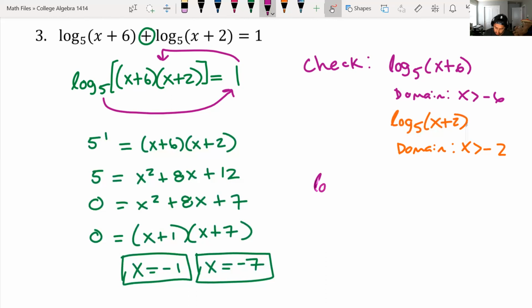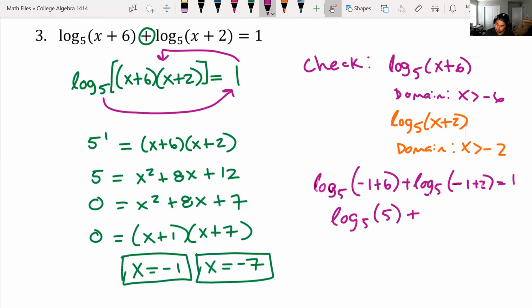So if we check, we'll plug negative 1 in first. Log base 5 of negative 1 plus 6 plus log base 5 of negative 1 plus 2 equal to 1. You'll get log base 5 of 5 plus log base 5 of 1 equal to 1. And this works out. We don't have to go any further unless we want to, because we do not have any negative numbers inside our parentheses. But if we did go further, if you remember your log properties, log base 5 of 5 would become 1. Log base 5 of 1 would become 0. And 1 plus 0 is 1. So this means that x equals negative 1 checks out.